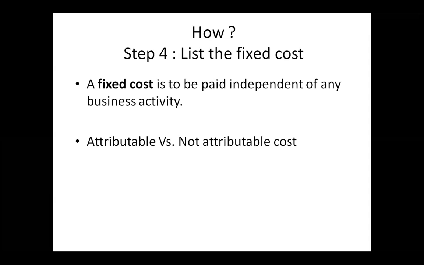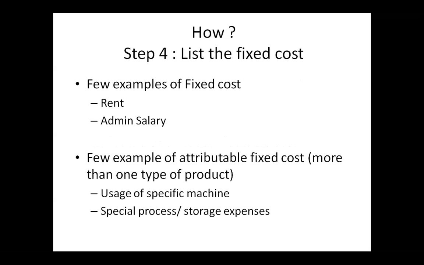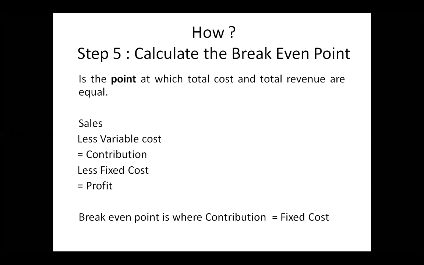Beyond Meat has 4 or 5 products, and one of them is Beyond Burger. If a specific packing is done for the burger, even though it is a fixed cost, such as depreciation, machine maintenance or machine rental, it becomes an attributable cost. A few examples of fixed cost: rent, admin, salary, everything. Attributable cost, as I gave the example of Beyond Burger.